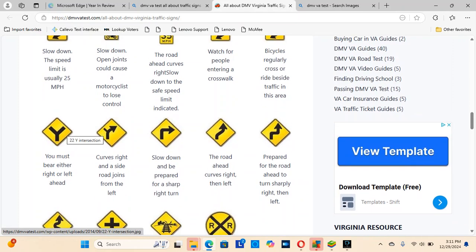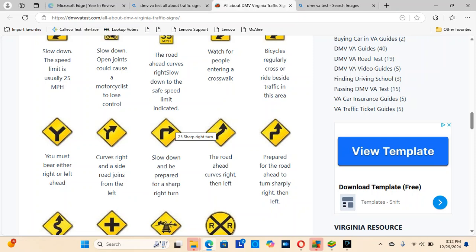When you see this sign with the Y in it, you can either go right or left, and you have to be prepared to make that decision. This sign says that in the middle of the curve, there is a road connecting to the curve, so you have to pay attention to oncoming traffic and take that curve with caution.